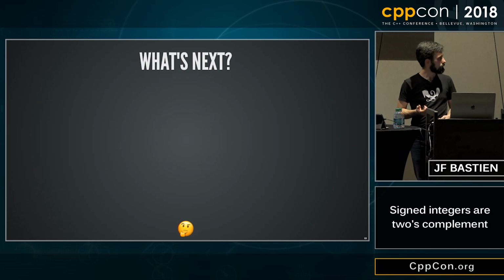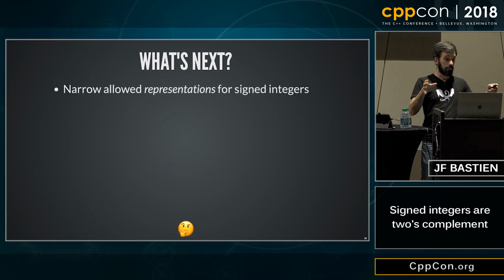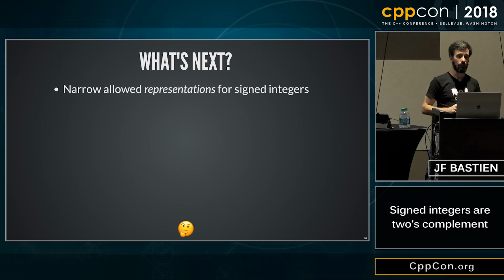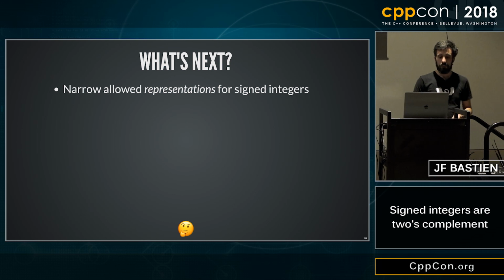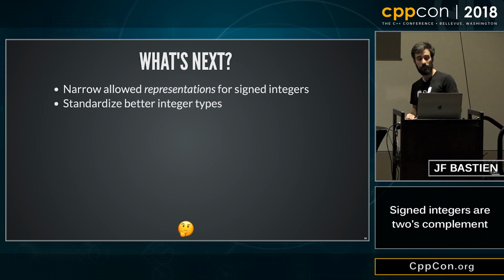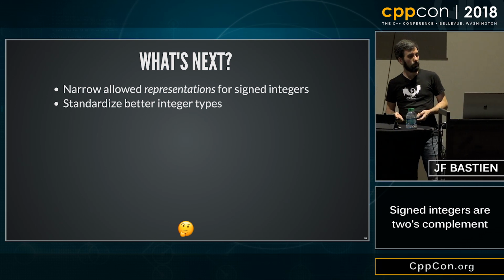So what's next? Well, we're going to narrow the number of representations allowed, both in C and C++. That's the changes I just showed you, right? We're going to tune it a bit, make it more mathy and whatever, but I think it's going to happen. Then we're going to standardize better integer types. That's probably not going to make it into C++20, but you know, it's libraries. You can use them anywhere. I think it'll be pretty good.